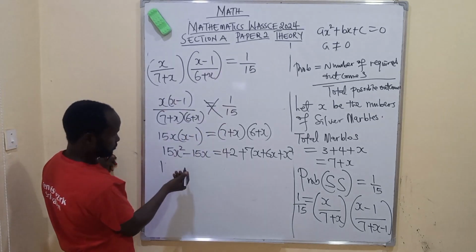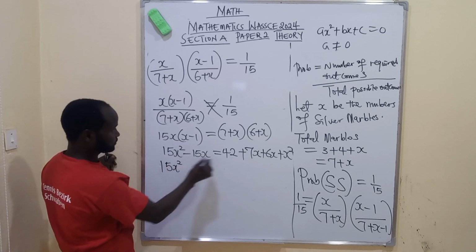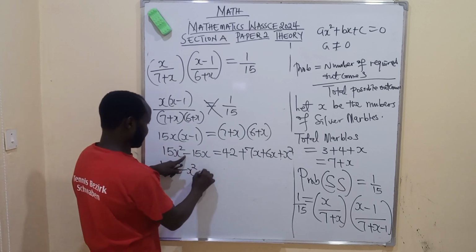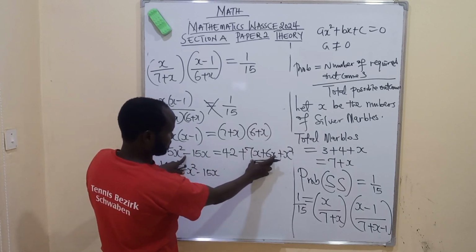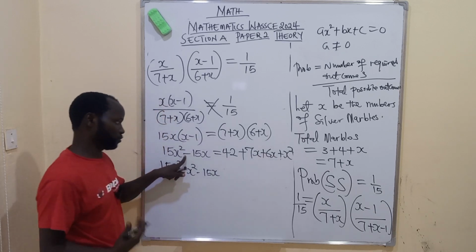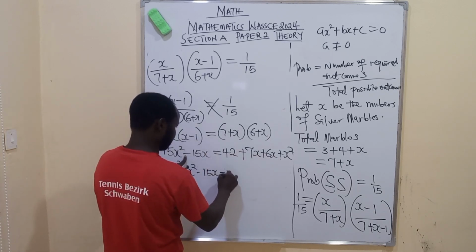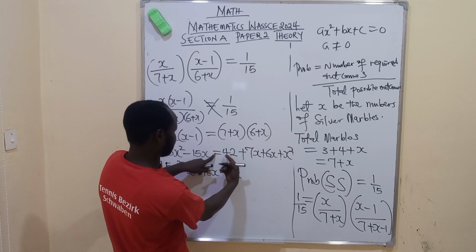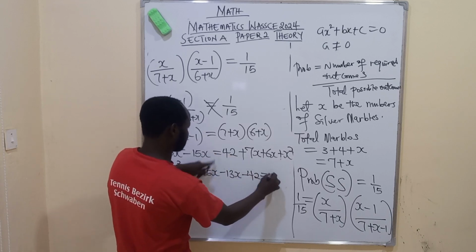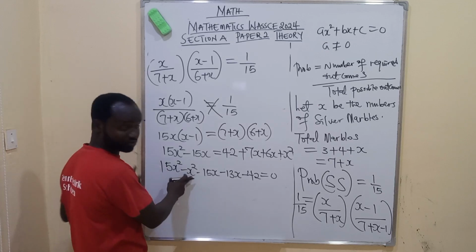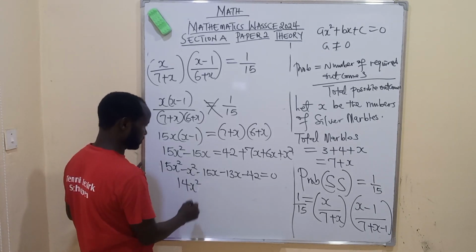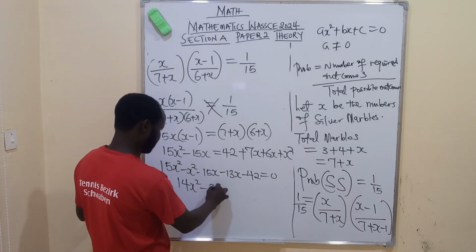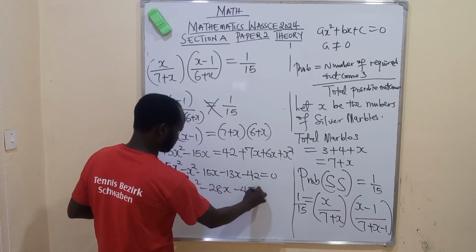So this will be 15. Before we do that, yes, this will be 15x squared. We have x squared here, plus x squared. Cross equals sign, it will be minus x squared. Then we have minus 15x. Before we have 7x plus 6x here, that will be 13x. So let's transfer 13x here, that will be minus 13x. Then we have 42, that will be minus 42 equals to 0. Okay, 15x squared minus x squared, this will be 14x squared. Then minus 15x minus 13x, that will be minus 28x, minus 42 equals to 0.